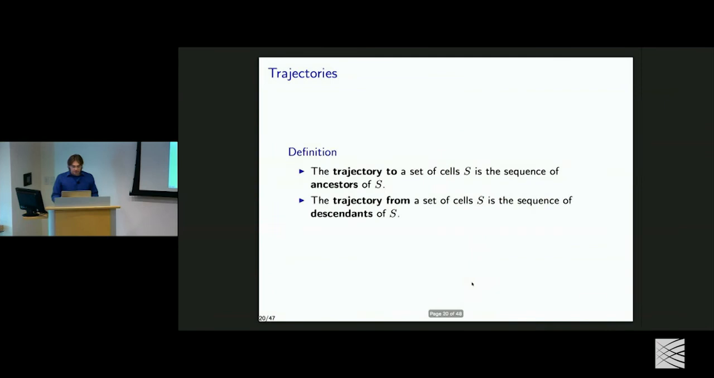And now, I'm just going to finish defining all these population level quantities, and then we can talk about estimating them. Okay. So a trajectory, people talk about trajectories, but what is a trajectory? For us, the trajectory to a set of cells is the sequence of ancestors of that set of cells, and the trajectory from a set of cells is the sequence of descendants of this set of cells.